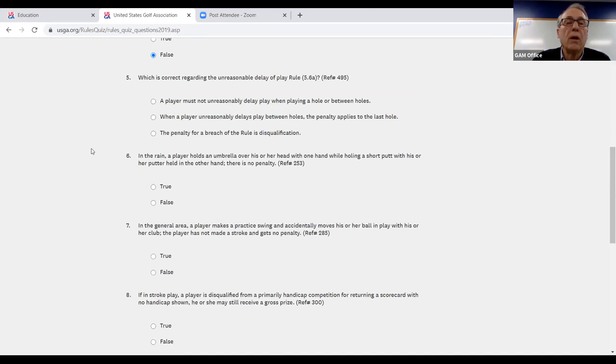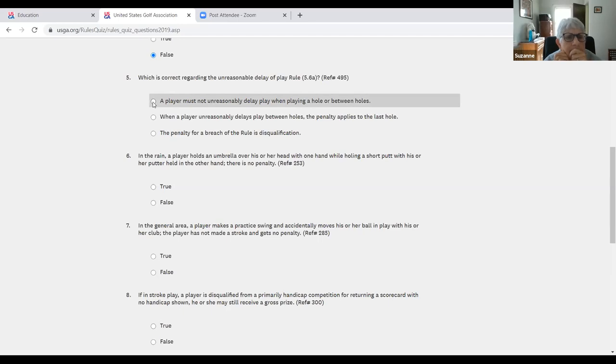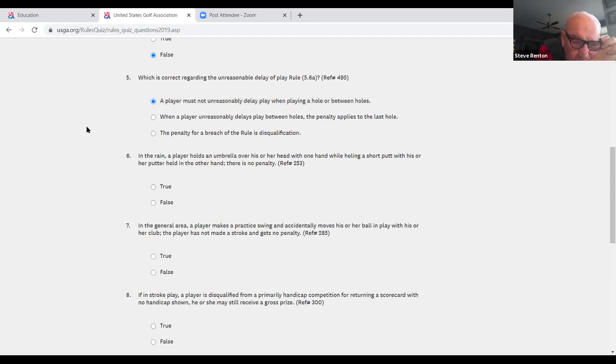The fifth question: which is correct regarding the unreasonable delay of play, Rule 5.6A? A player must not unreasonably delay play when playing a hole or between holes. When a player unreasonably delays play between holes, the penalty applies to the last hole. And the third option, the penalty for a breach of the rule is disqualification. Which one of these is correct? The first one.